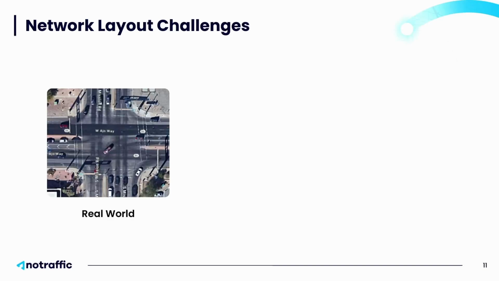This is a satellite image from one of our intersections. This is how it looks. When we install in a new city, usually it's not just one intersection, it's thousands of intersections. So we need an automated tool in order to build the simulations. We cannot do it manually. So we tested several tools.